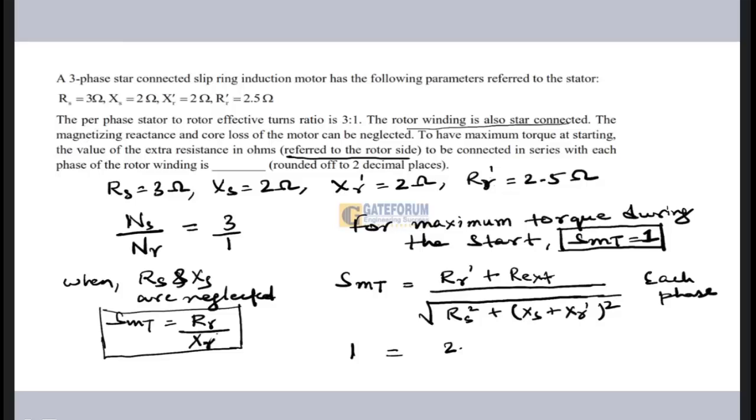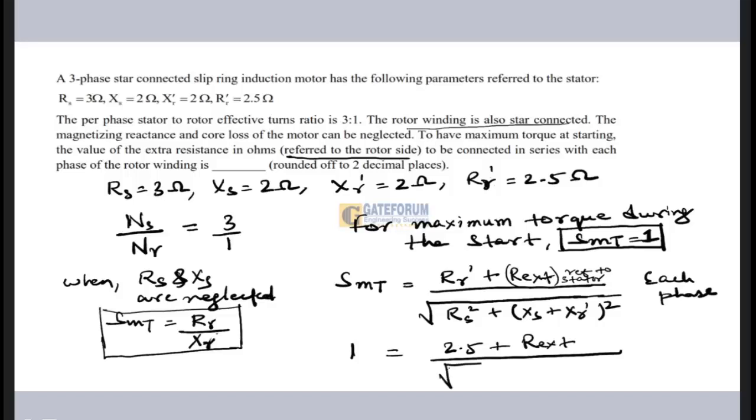So RR dash is 2.5. R external you have to calculate. But here R external is referred to the stator, because the rotor resistance is referred to the stator. So when you add R external to this, the total resistance is referred to the stator only. But they have asked for it referred to the rotor side. So first I'll calculate R external referred to the stator.